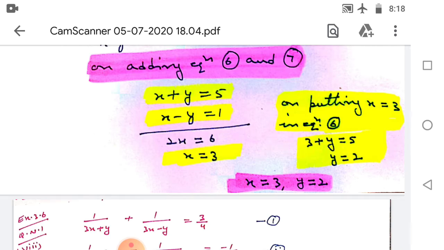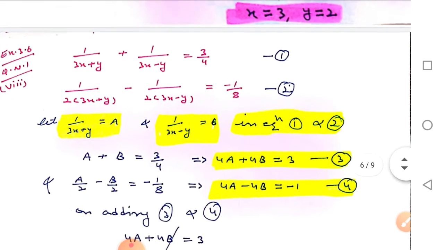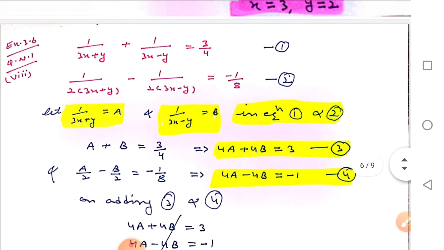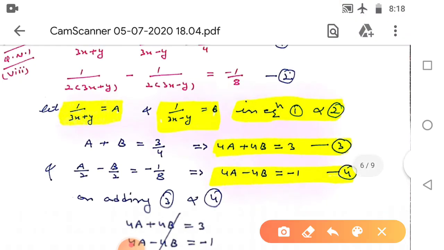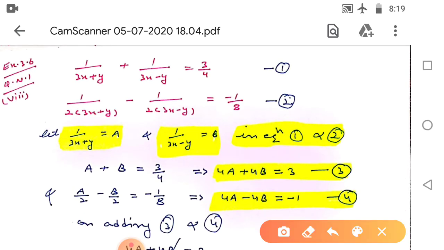Clear? So come to the next question of exercise 3.6, question number 1, and this is your 8th part. Okay, the 8th part is a little bit tricky. Now fine. 1 upon 3x plus y plus 1 upon 3x minus y is equal to 3 by 4, and this is 1 upon 2 bracket start 3x plus y minus 1 upon 2 into 3x minus y is equal to minus 1 by 8.